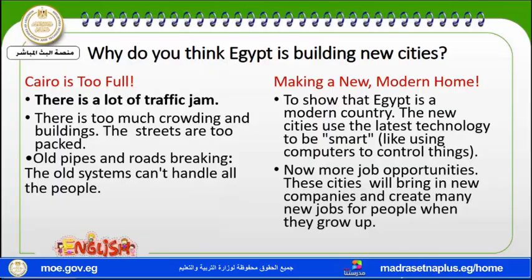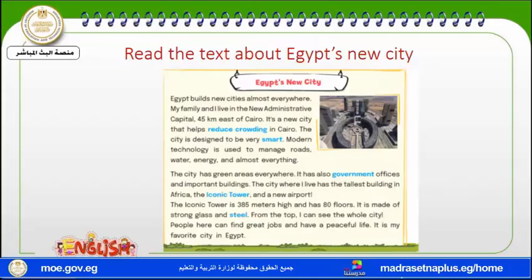When we build new cities, we offer more job opportunities for people. How can this happen? When we have new cities, there will be new companies, new factories, and this creates new job opportunities. So people can go there, live there, work there, and leave the crowded Cairo and other cities. Now let's read about Egypt's new capital, the new administrative city, and let's learn what the new administrative capital is. Egypt builds new cities almost everywhere.